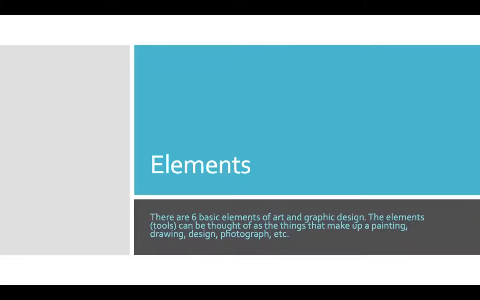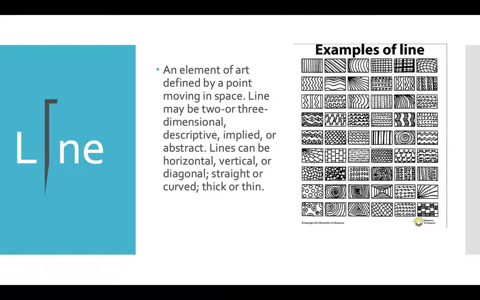We have 6 basic elements that are used in art and graphic design, and you can think of these elements as tools. So almost every single art piece that you see is going to use multiple elements in order to create that piece of art. So regardless of whether it's a painting, a drawing, a sculpture, a building, a photograph, you're going to see these elements in place. The first one is the simplest form of art that we have, and that's a line.